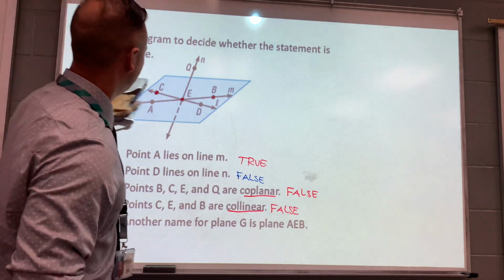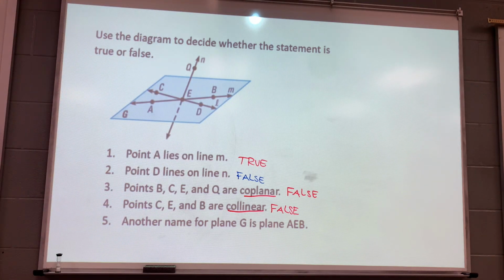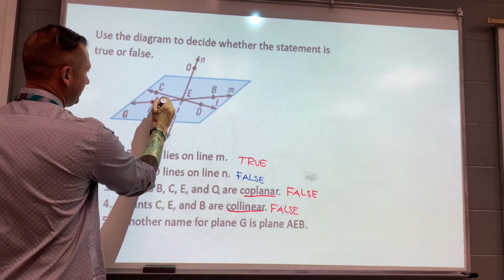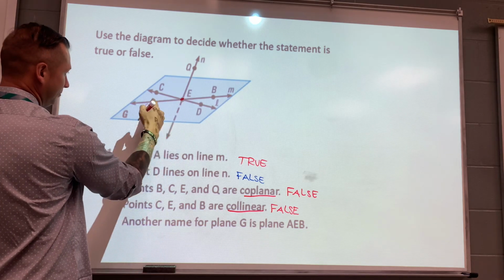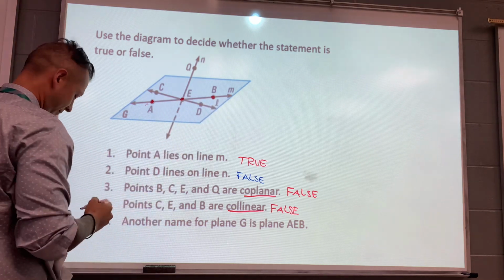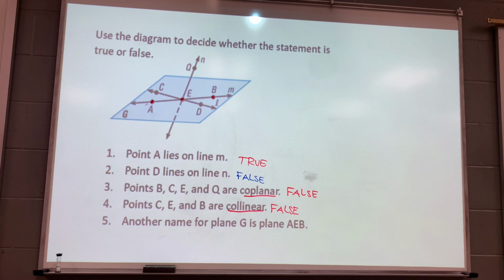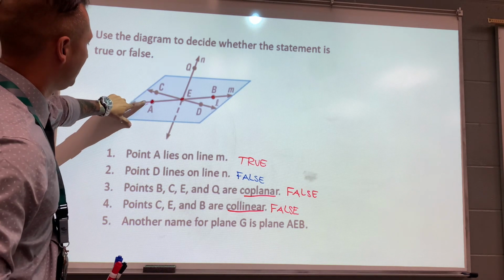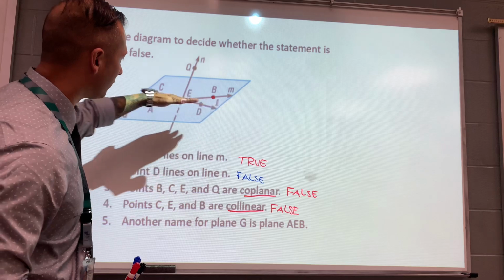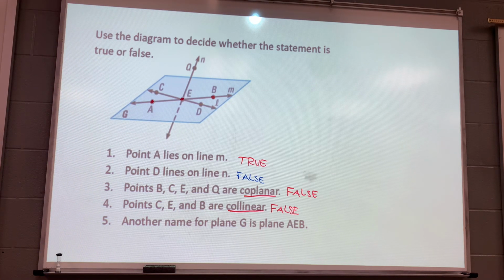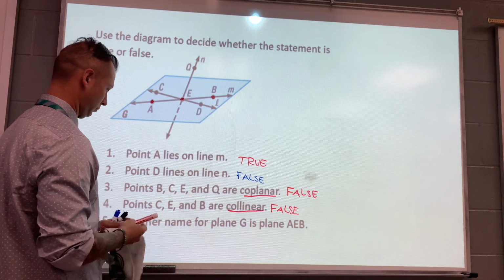Number 5. Another name for plane G is plane EAB. So let's see. E, A, and B. Could this be a name for plane G? No, because A, E, and B are all in the same line. So a plane definitely needs 3 letters, 3 points, but they cannot be in the same line. So this one's false. It is not a name.